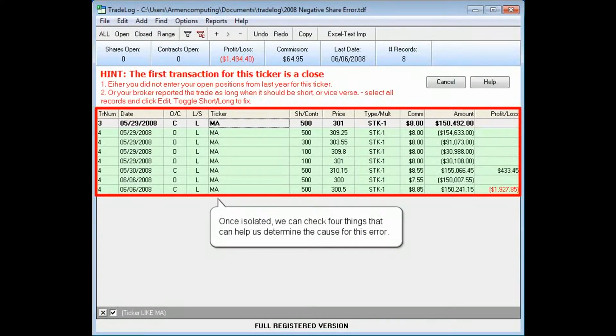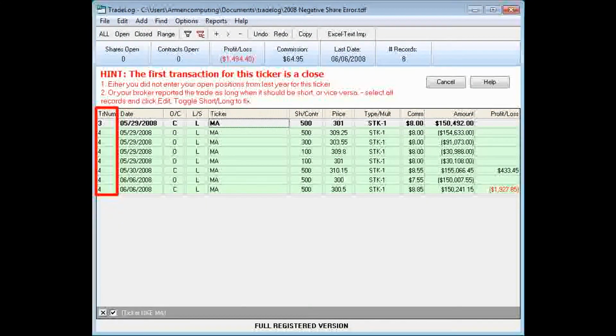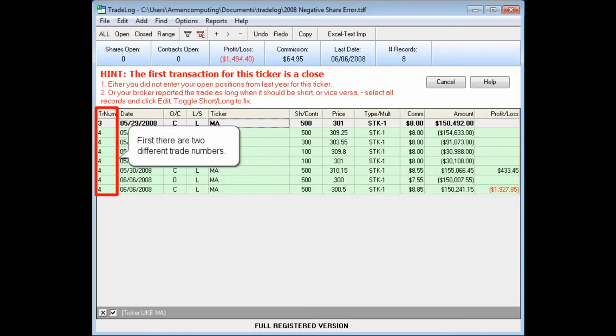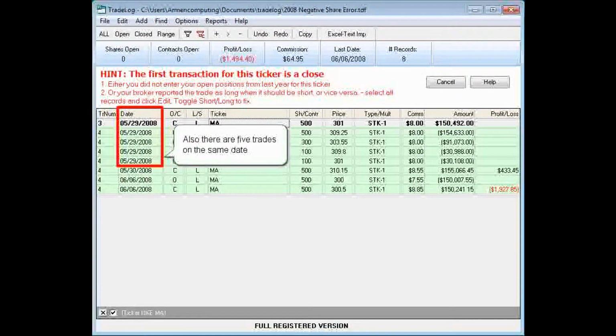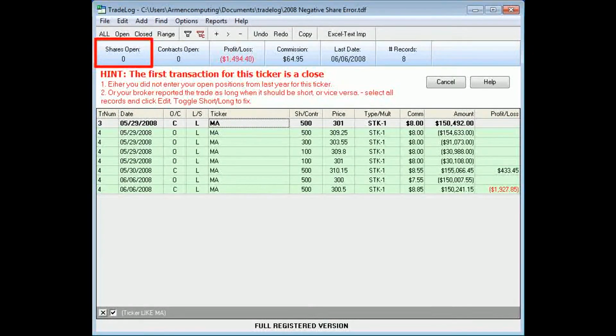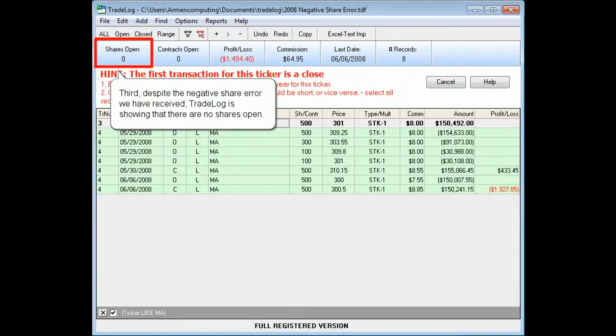Once isolated, we can check 4 things that can help us determine the cause for this error. First, there are 2 different trade numbers. Also, there are 5 trades on the same date. Third, despite the negative share error we have received, TradeLog is showing that there are no shares open.